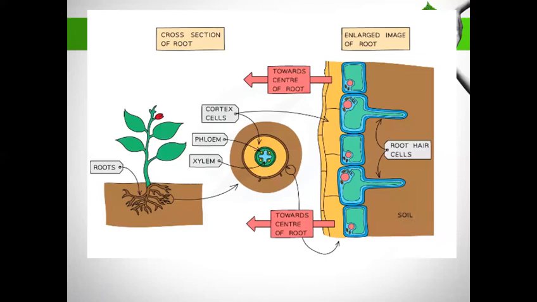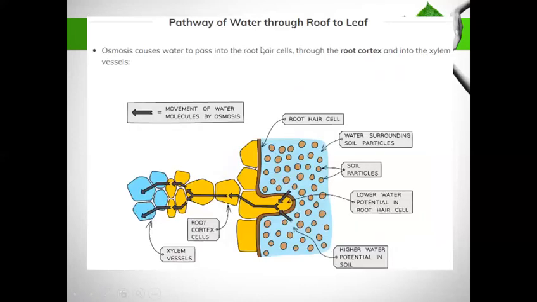Should we come to the next slide? Okay, good. Now see, the pathway of water through the root, from root to the leaf. See here, this is what I was telling you. The root hair cells are found in the roots, and they are attached with the soil water. You can see the black arrow.